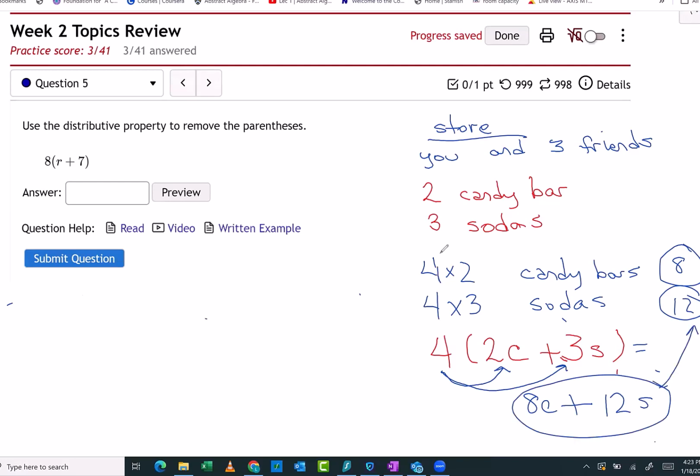Now let's do this problem. We have 8 times r plus 7. The distributive property says multiply 8 times r and then multiply 8 times 7, which means I get 8r. I don't know what r is, so I just leave it as r, plus 8 times 7, which is 56. And that is our final answer.